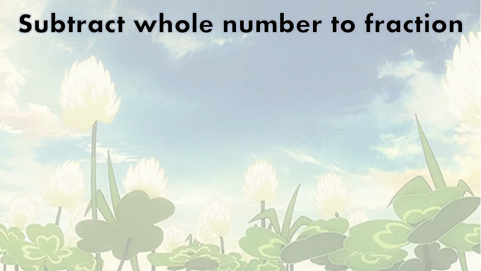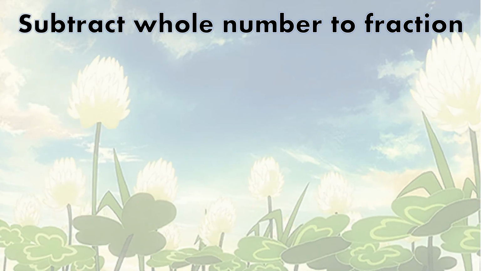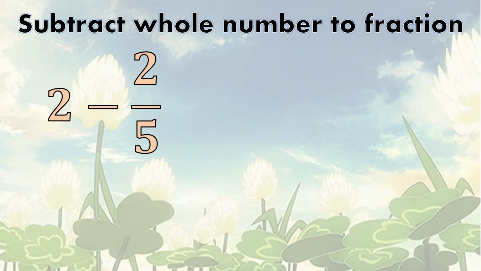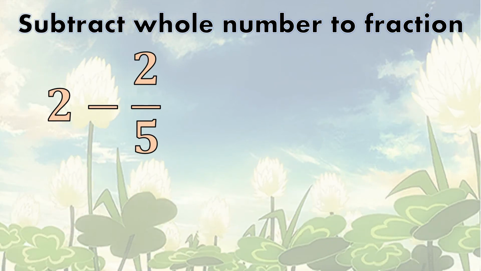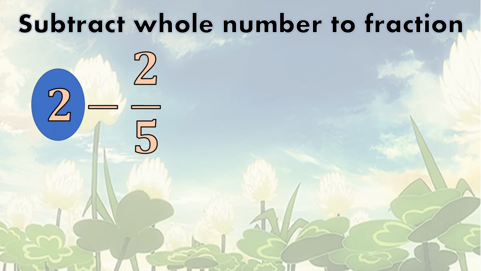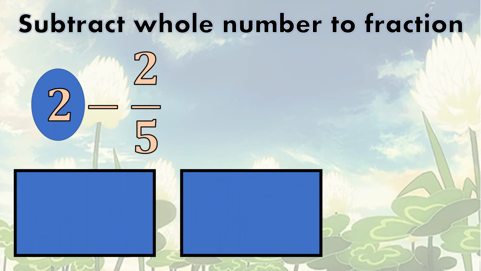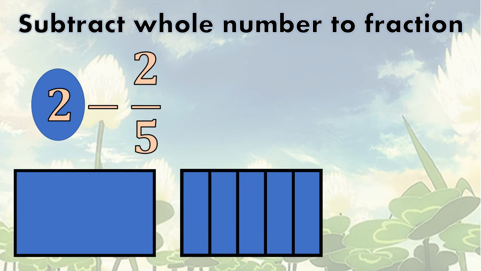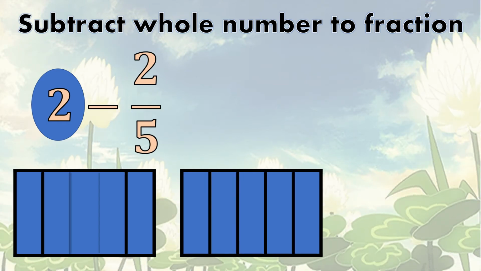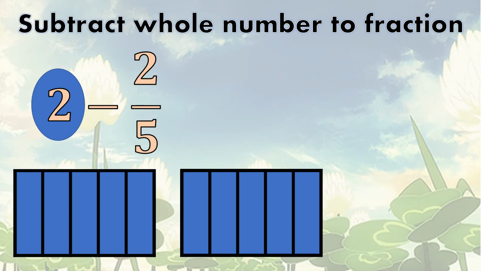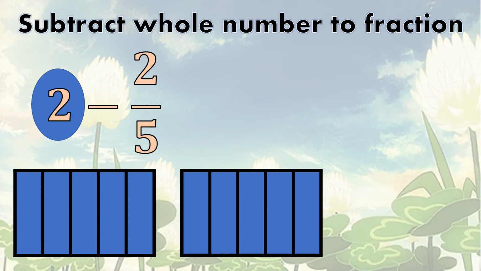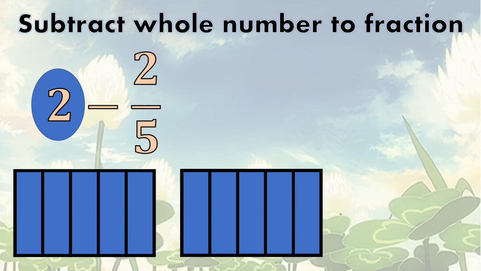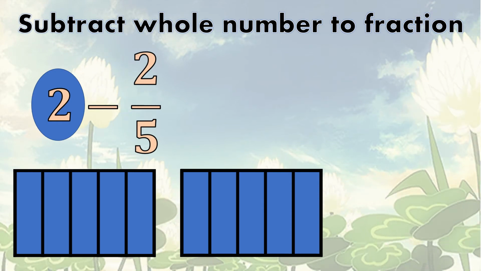Now, class, let us elaborate more about subtraction of a whole number to fraction. So we have 2 minus 2/5. Okay. So by getting the whole, we have 2 wholes, and then a rectangle, and we will divide it into 5. Why 5? Because the denominator of the fraction is 5. So the whole is divided into 5.